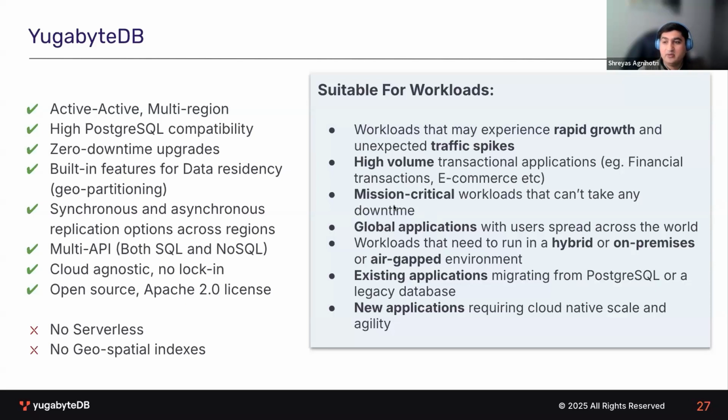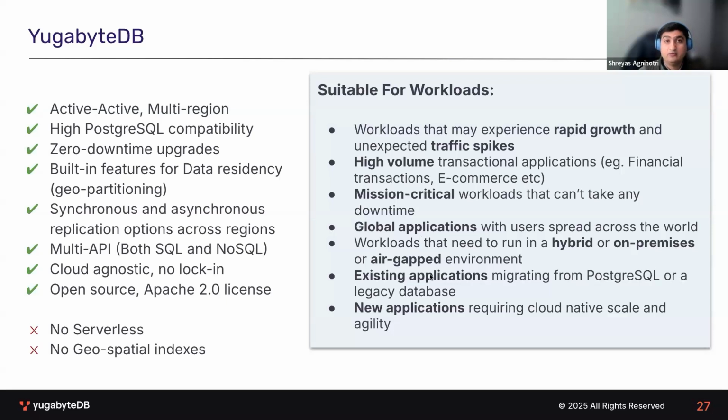It's also important for mission critical workloads that just cannot take any downtime, right? As we saw, even the zero downtime patching feature in Aurora is not truly zero downtime. There are caveats to that, and there are cases where you might have several minutes of downtime. It's also suitable if your application has a global user base, users connecting from all over the globe. This is probably a good choice. And if your workloads need to run in a non-cloud or hybrid cloud or a multi-cloud environment, then it's ideal.